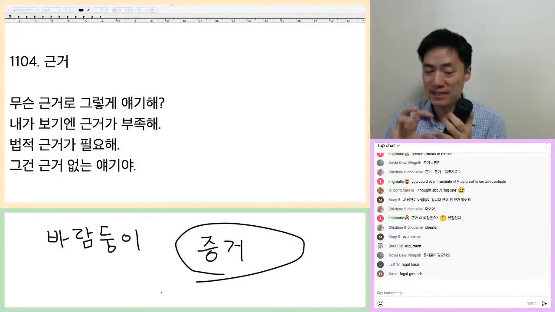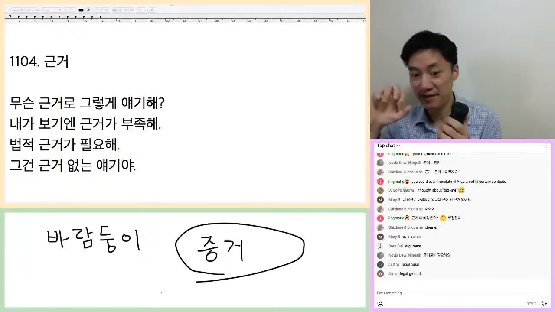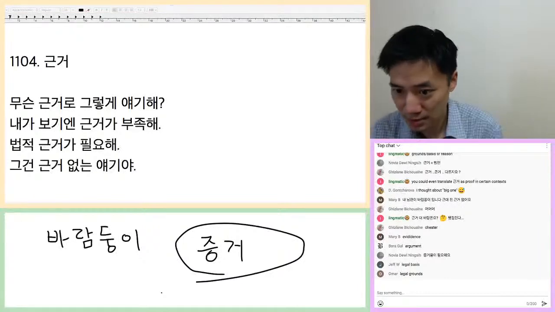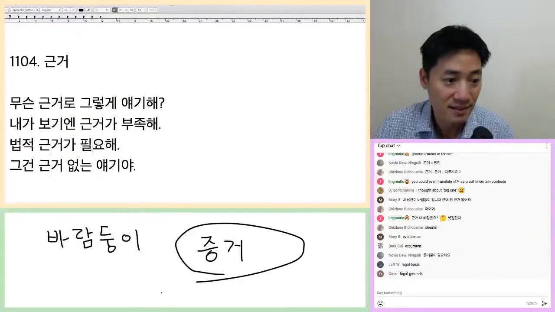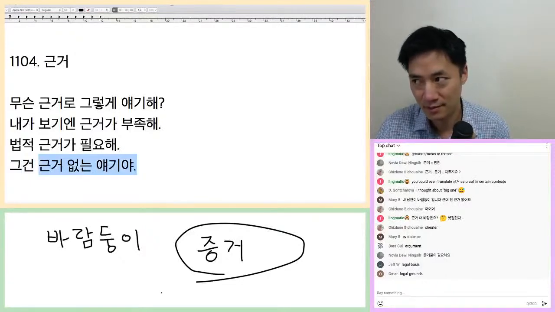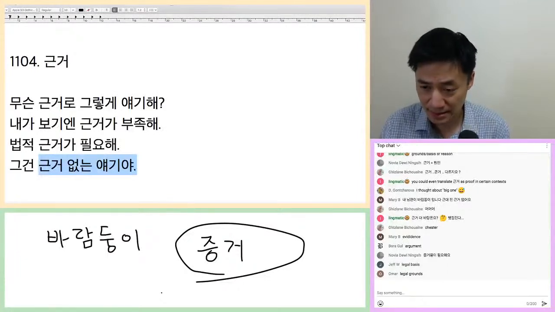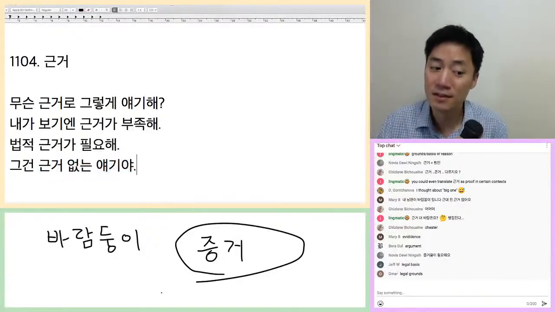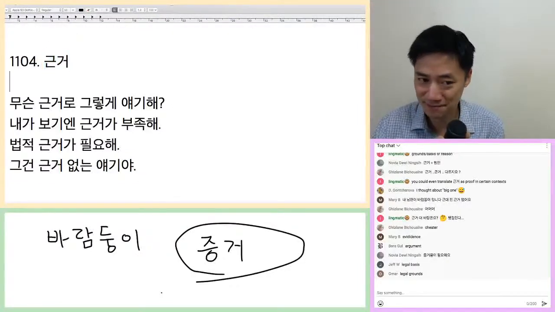증거물. Oh, 물 is a thing, like an object, in Chinese characters. So 증거물, like a visible thing. But we don't say 근거물, by the way. Just 증거물. And 그건 근거 없는 얘기야. It's hard to believe that. Not really convincing. That is a story without any basis, without any ground. 그건 근거 없는 얘기야. So 근거, like basis, ground.